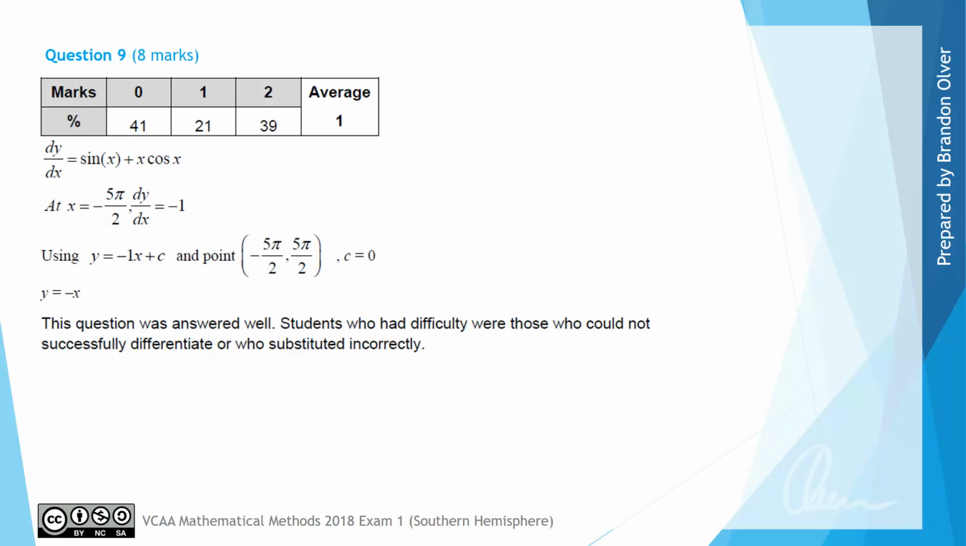So from the examiner's report we can see that this question was answered well, and those students who had difficulty with the question were those who could not successfully differentiate, or those who substituted incorrectly once they'd found the derivative and the point that the line goes through.